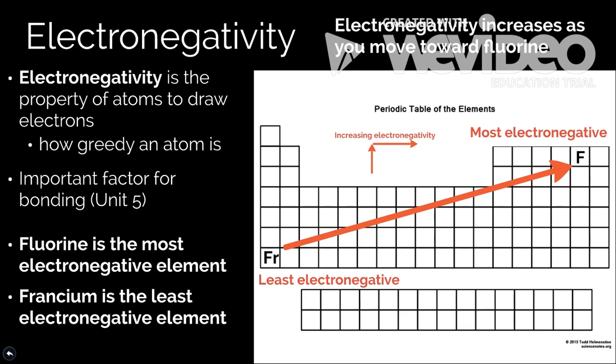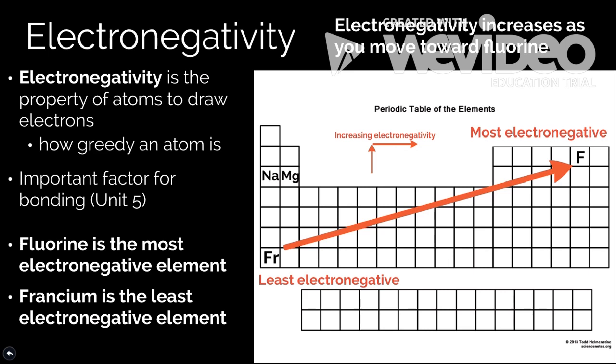If you're comparing two elements that are in the same column, if one of them is higher up on the periodic table, that means that it will be more electronegative. And if they're in the same row, whichever one is farthest to the right will be the most electronegative element of those two.